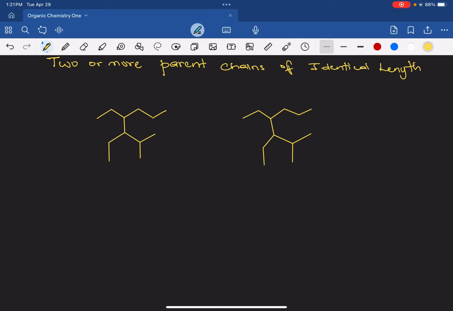So a molecule can have more than one parent chain, right? It can have two or more parent chains of identical length. So let's talk about how I handle such a situation. Firstly, let us acknowledge that this molecule and this molecule are the same molecule. So I'm going to call this A and I'm going to call this B.